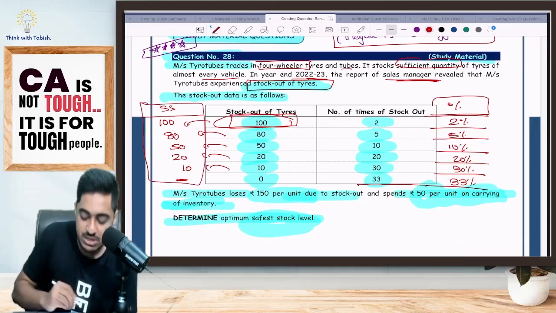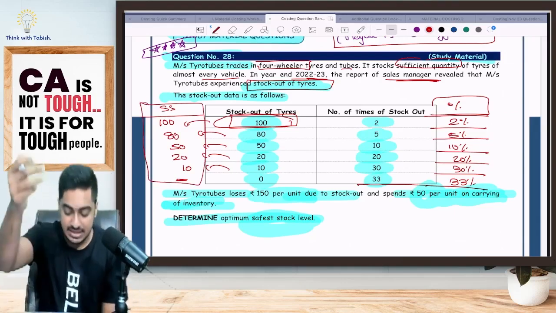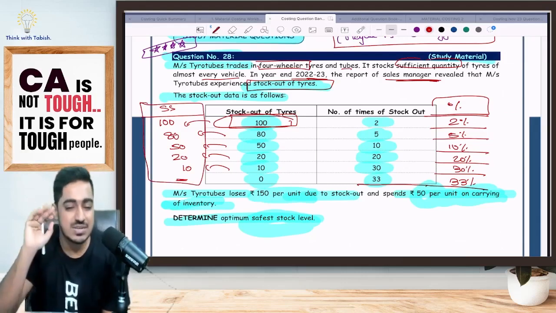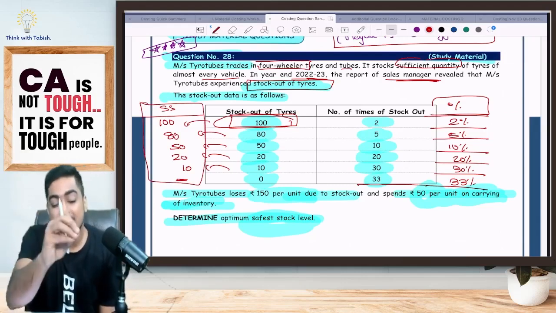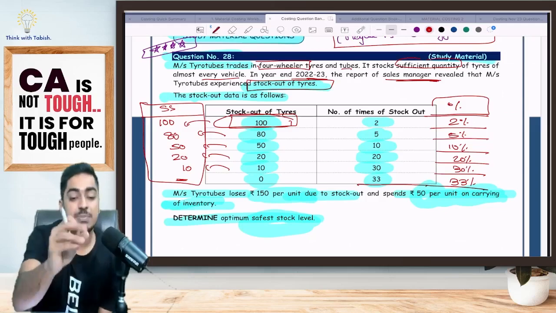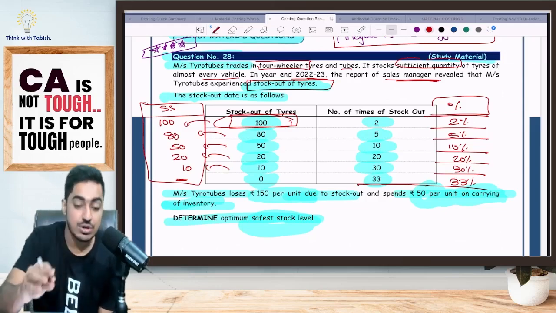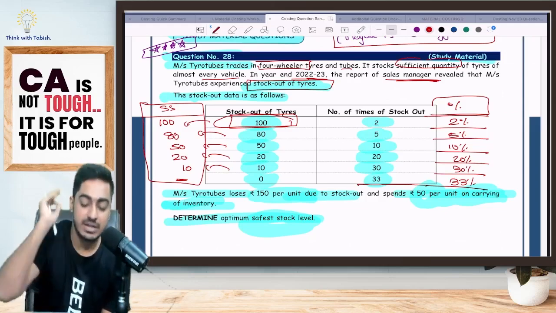So what are all the possibilities of safety stock? Either I can keep 0 units as safety stock, meaning I'm saying no need at all. Or I'll say let me keep 10 units, or let me keep 20 units, or 50 units, or 80 units, or 100 units.